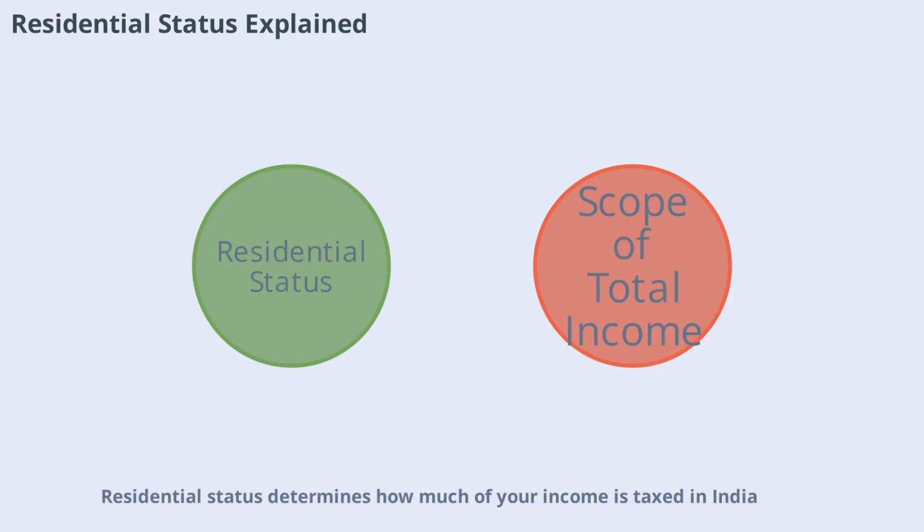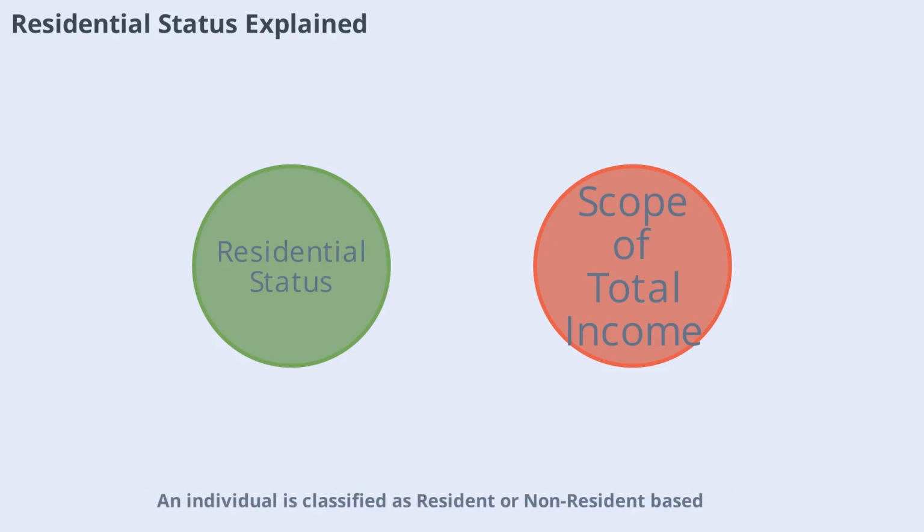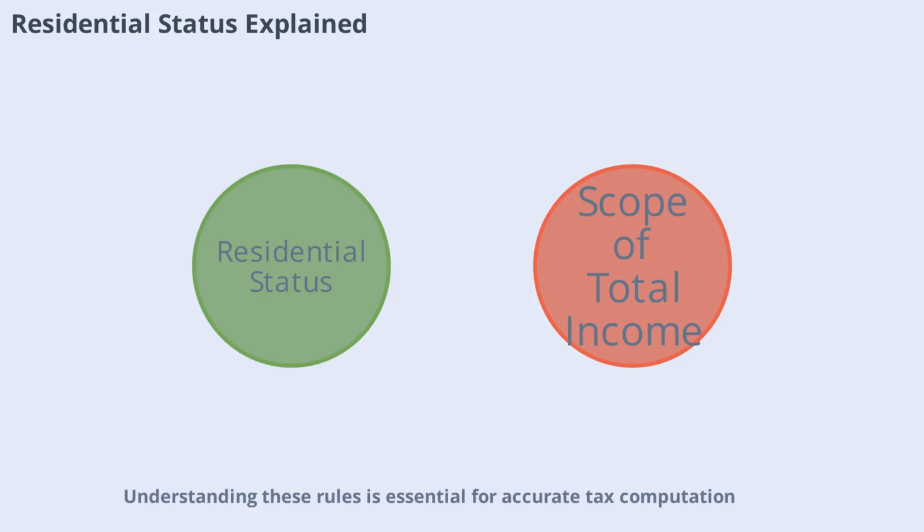Residential status determines how much of your income is taxed in India. An individual is classified as resident or non-resident based on their physical presence in India during the previous year. Residents are further divided into ordinarily resident and not ordinarily resident based on additional conditions. This classification affects whether global income or only Indian income is taxable. Understanding these rules is essential for accurate tax computation.